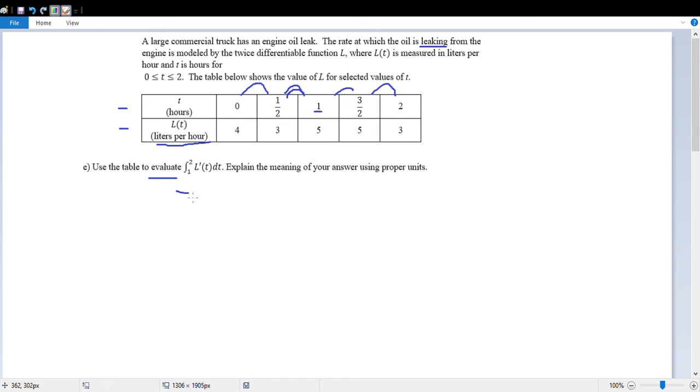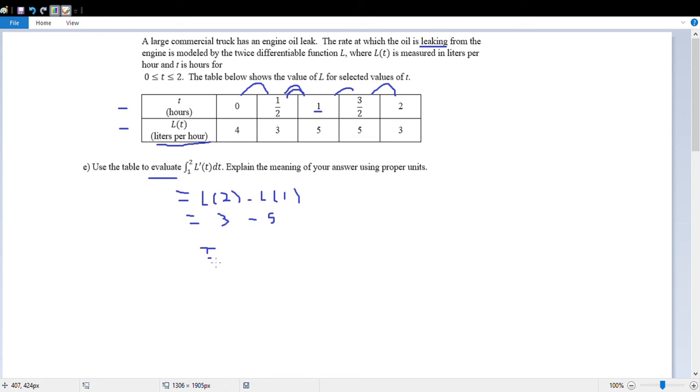Well, the fundamental theorem of calculus tells us that the integral from 1 to 2 of L prime of t is equal to L of 2 minus L of 1. That's what that equals. Well, we know L of 2, that's 3, right here from the table. We know L of 1, that's 5.